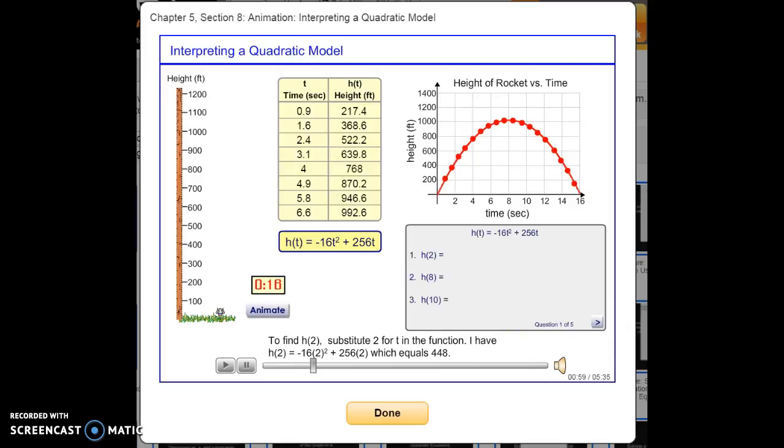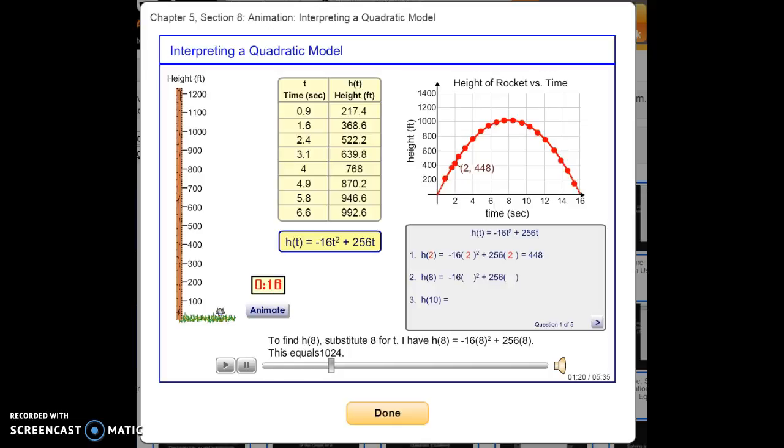To find h of 2, substitute 2 for t in the function. I have h of 2 equals negative 16 times 2 squared plus 256 times 2, which equals 448. This means that 2 seconds after launch, the rocket will be at a height of 448 feet.